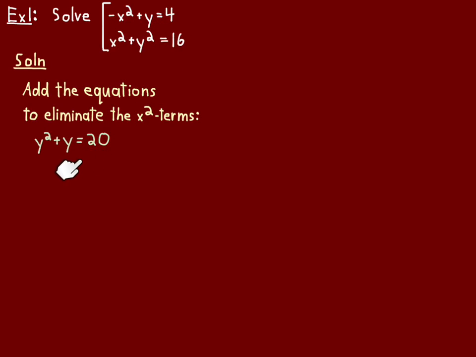I'm going to have to move the 20 to the left side. I get y squared plus y minus 20 equals 0. Don't leave off the equals 0. And then I just did this quick factoring thing. You can use the AC method if you prefer. I use this method.